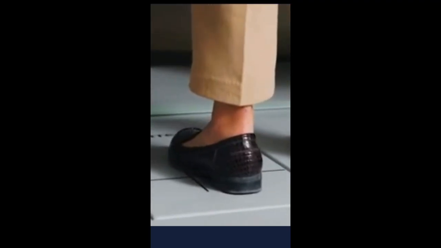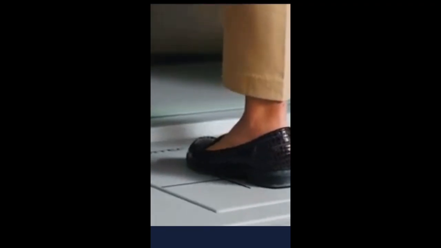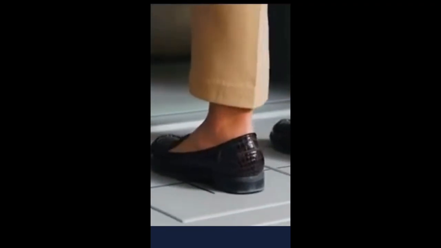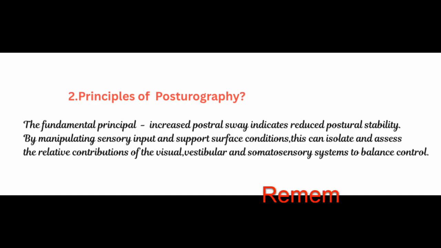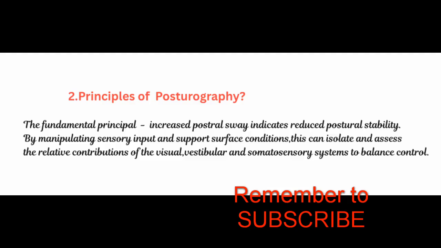You can see in this, while the patient is swaying, the force plate also sways with that. And from there the center of pressure or the center of gravity is recorded. So the fundamental principle of posturography is that increased postural sway indicates a reduced postural stability. By manipulating the sensory input and the support surface conditions, this can isolate and assess the relative contributions of the visual, vestibular and somatosensory systems to balance control.